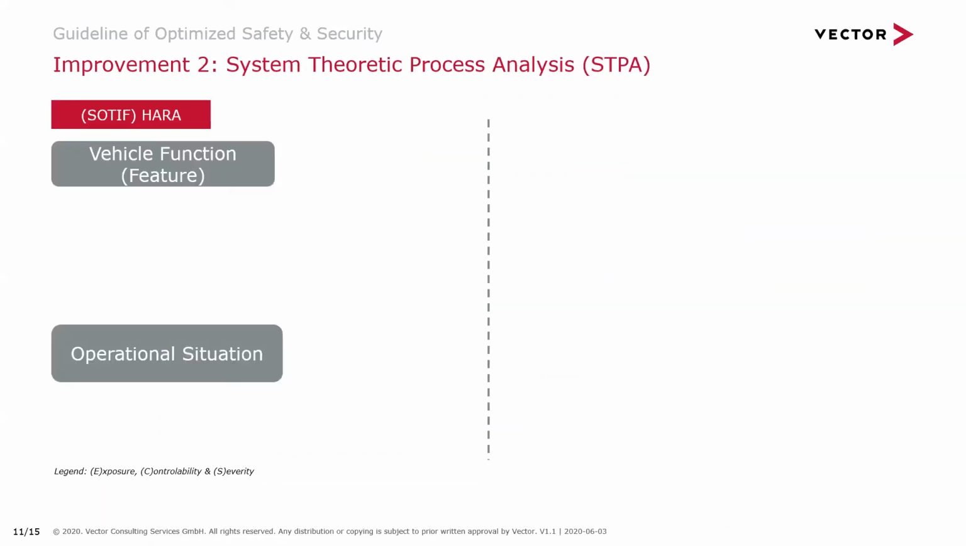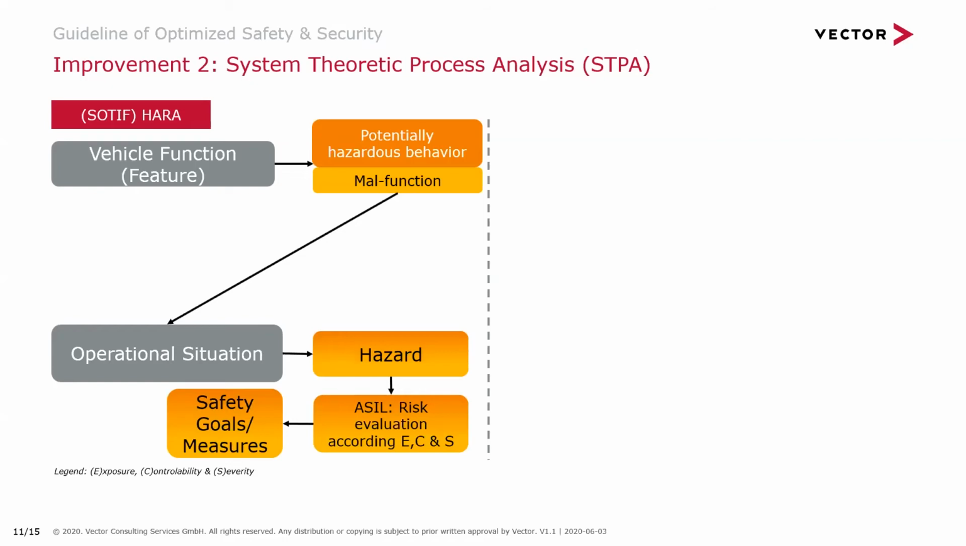The second field for improvement is the safety and security analysis. On the left side, you see the classic approach by functional safety and SOTIF, how we do that on the highest level. We apply the HARA, the hazard analysis and risk assessment. We start with the vehicle function and we consider that function in different operational situations. That leads to potential misbehaviors, that leads to malfunctions for functional safety, that leads for both standards to hazards, which should be avoided, of course.